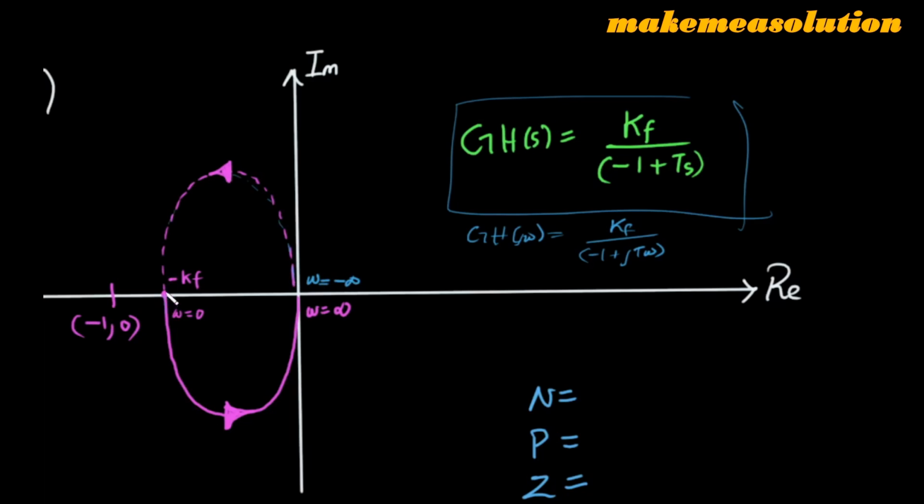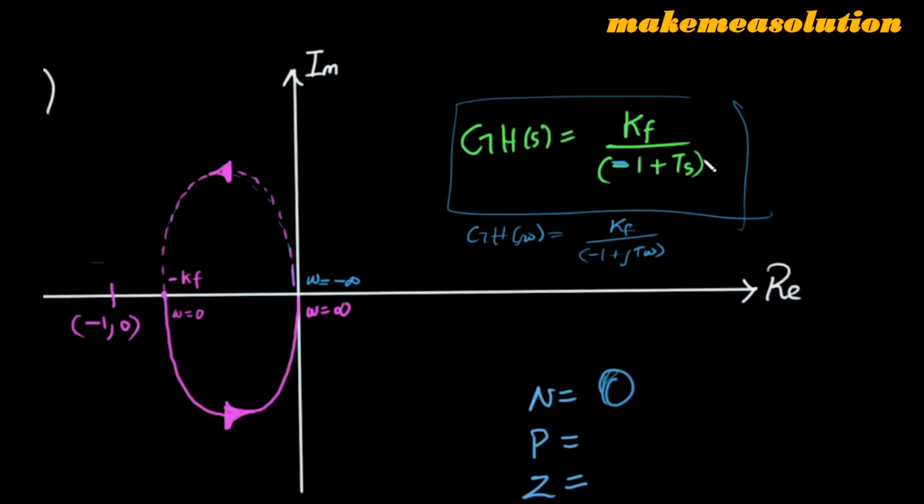So since we have it like this, we now see that this contour does not encircle this point. So the number of anti-clockwise, remember the contour is also moving in an anti-clockwise direction, mostly because of this minus 1 over here. So the number of anti-clockwise encirclements is 0.